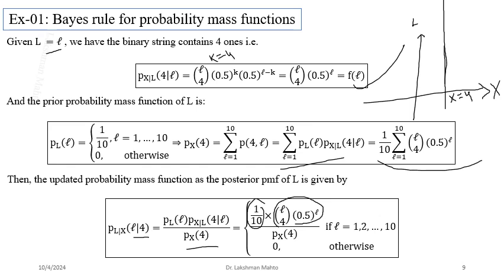Do you see whether this updated probability is uniform? Is it uniform? That means constant, the same for every point? Not. It depends upon L. It is a function of L. It is changing.